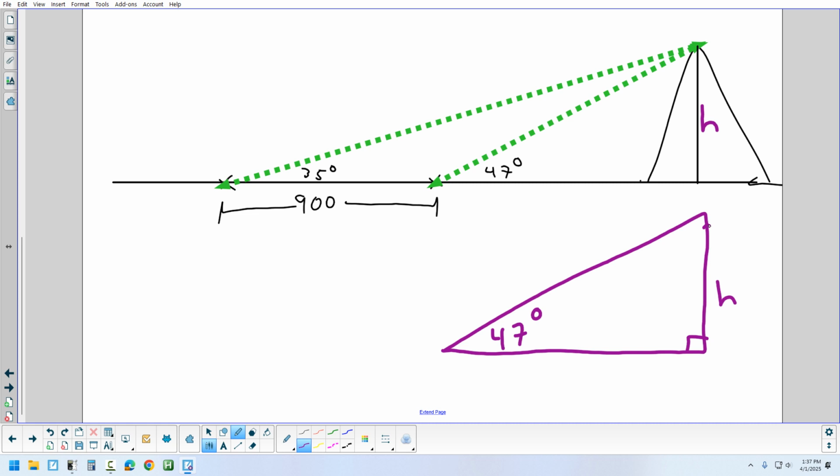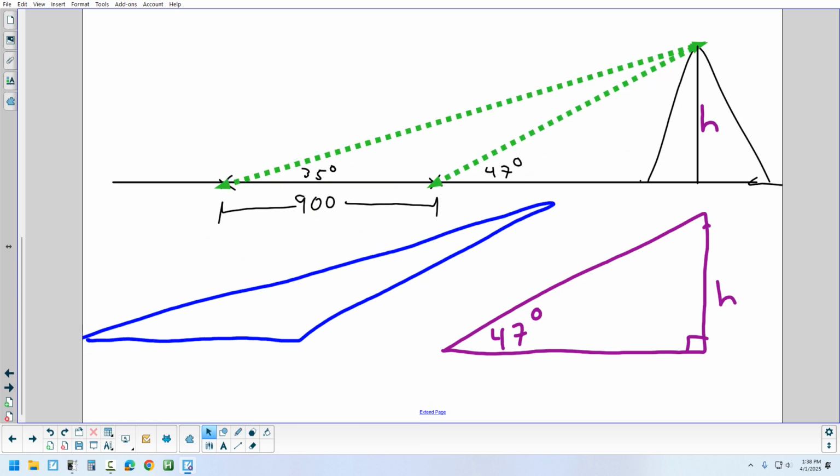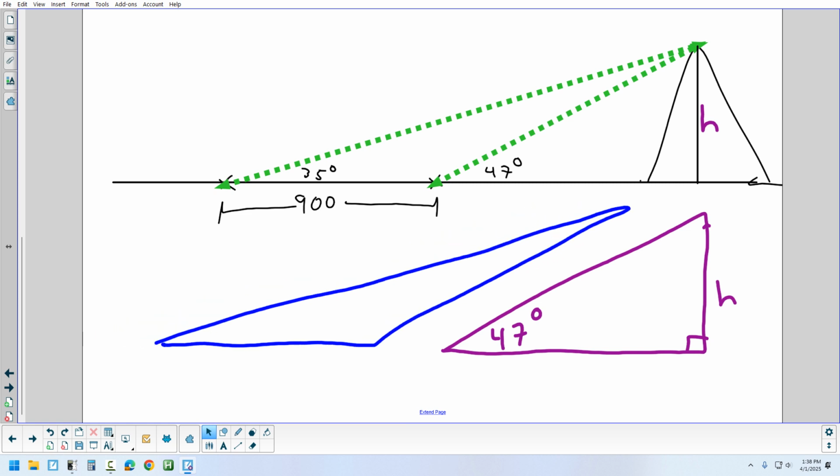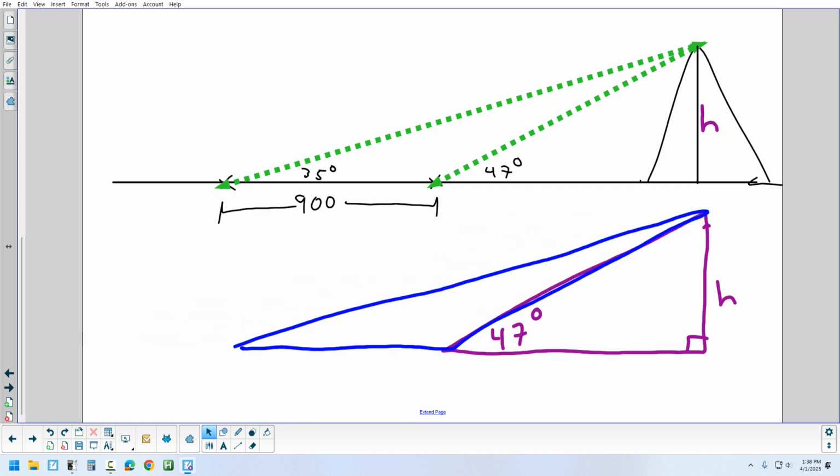Do we know any sides in this triangle? No. We have to forget about the purple triangle for now. Until you have a side, you can't use it. So we're going to look at a different triangle. Let's focus on this one. We know one side. Does the blue one and the purple one have anything in common? Yeah, they share a side right there.